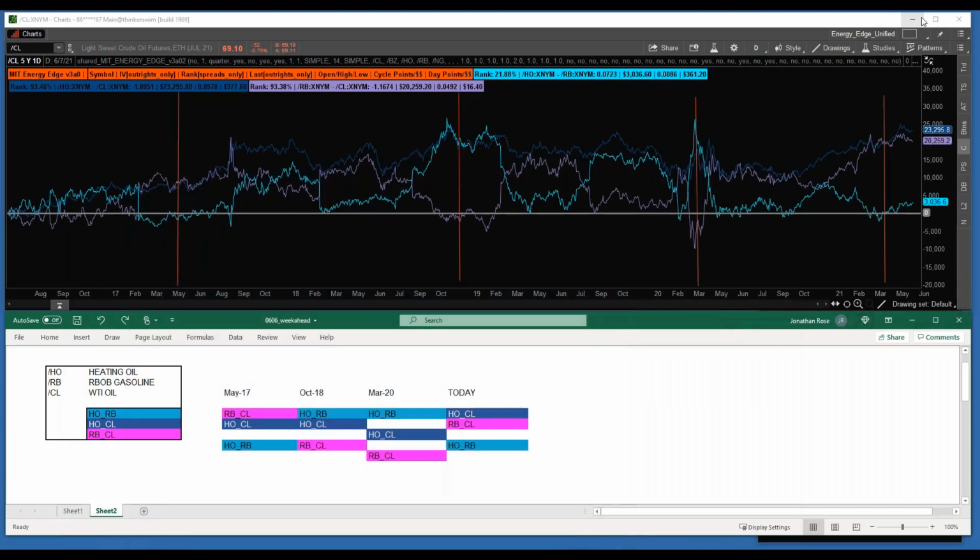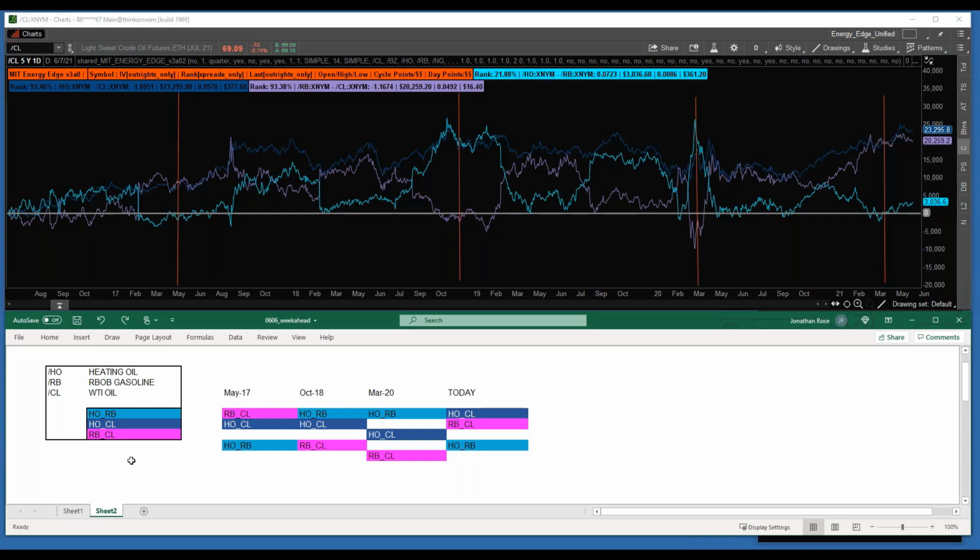So if I take you back to this lesson, here's what we're doing. Heating oil RB is the light blue one. The dark is heating oil against oil. And then the purple or pink is going to be RB against CL. Okay? Is everyone following along? You guys see how this chart works?